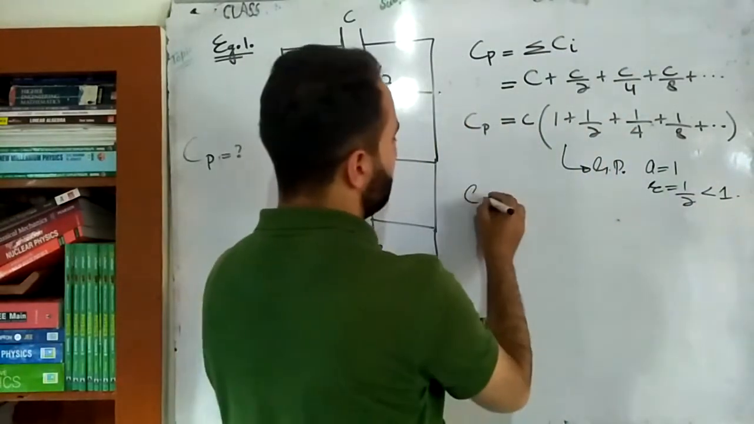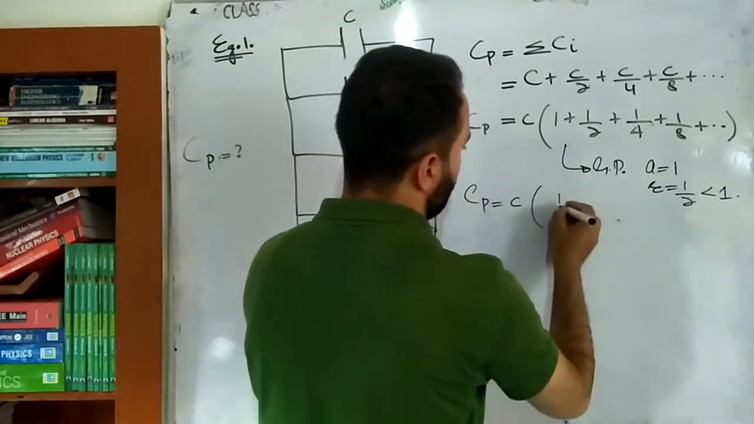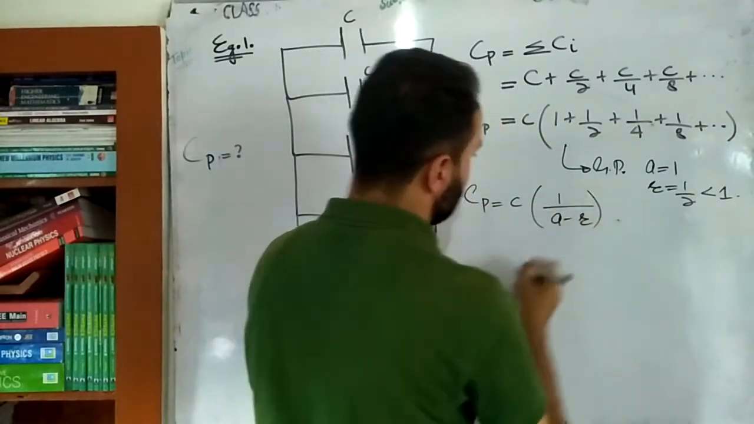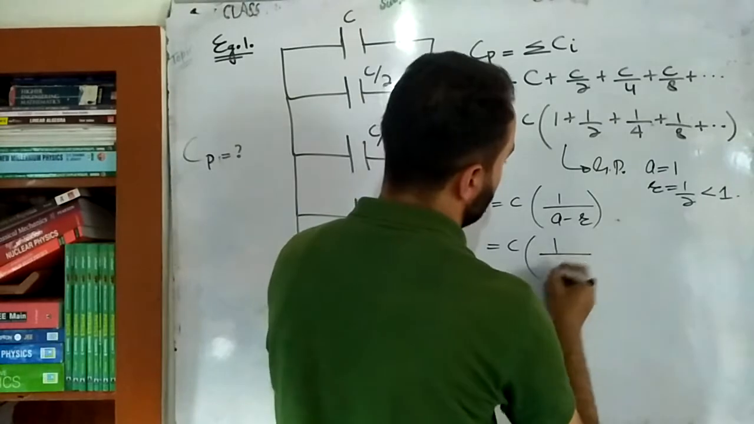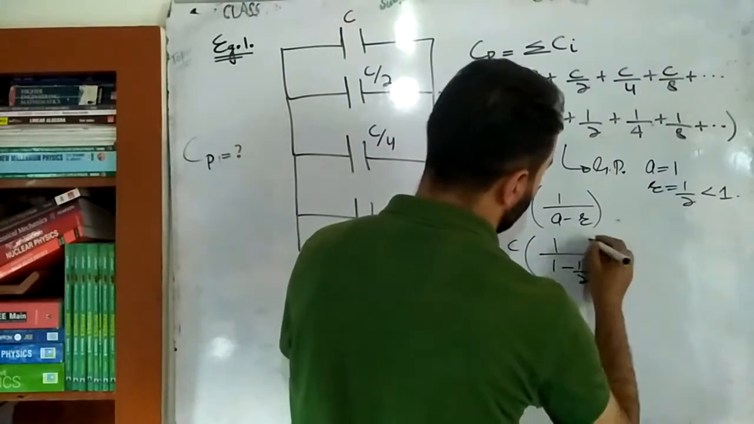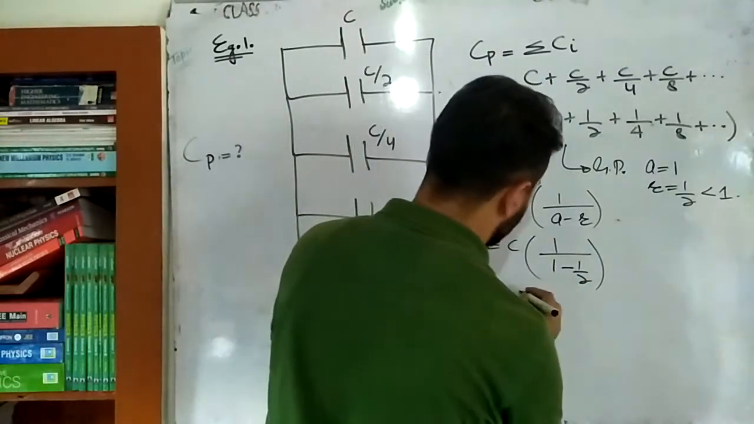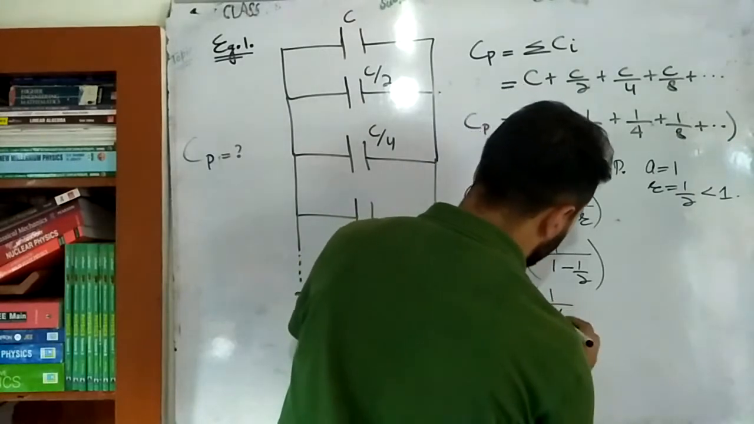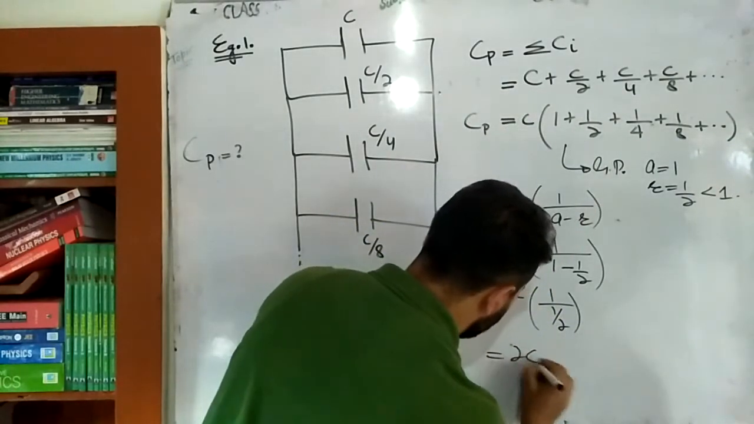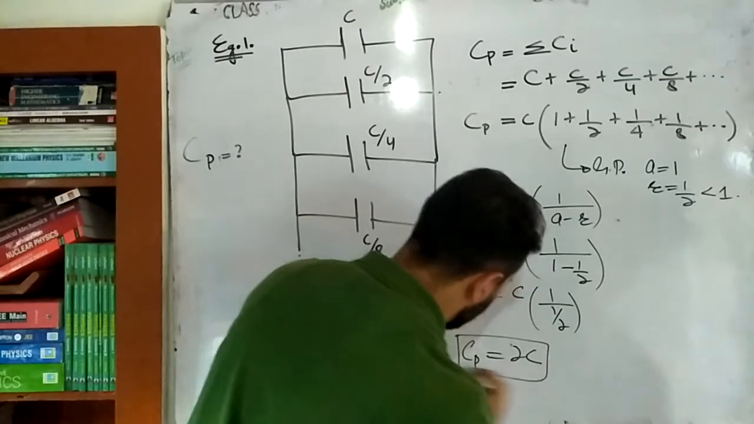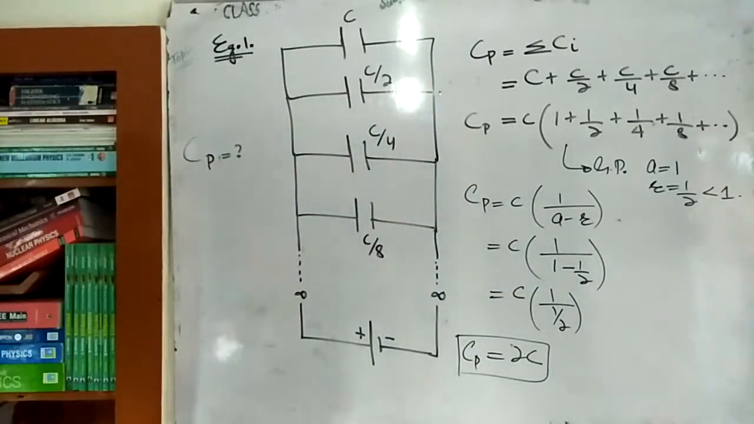So Cp is simply equal to C into a divided by 1 minus r. So that will be equal to C, substituting 1 for a and 1 by 2 for r, 1 minus 1 by 2 is 1 by 2. So C times 1 divided by 1 by 2 is equal to twice C. So Cp is equal to twice C. So this is the answer. Important. So you pause the screen, write it down.